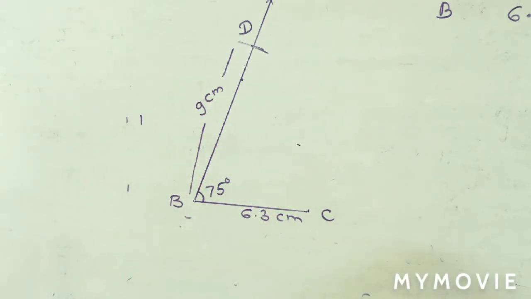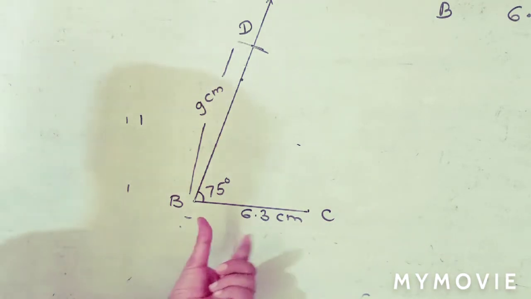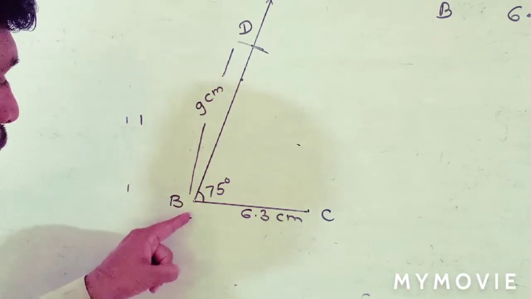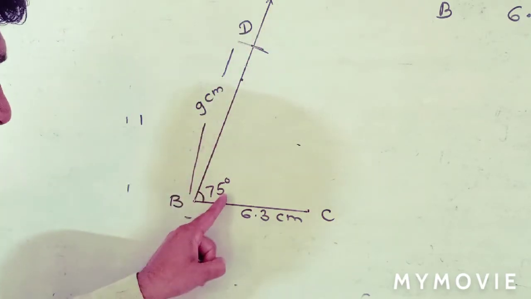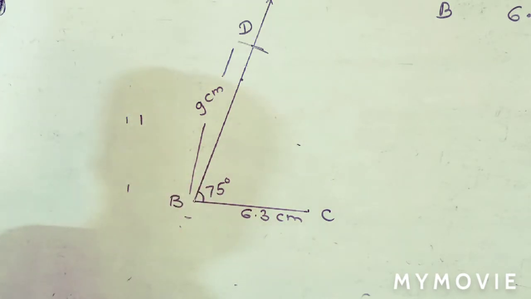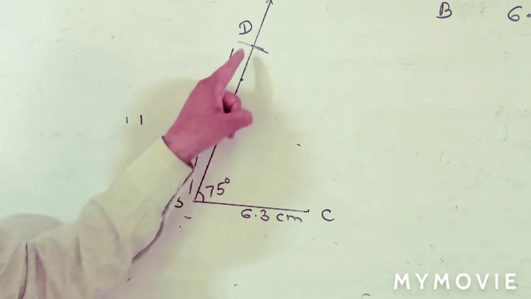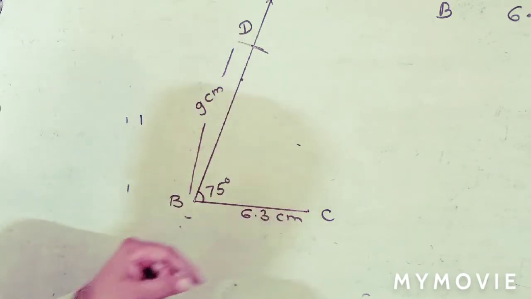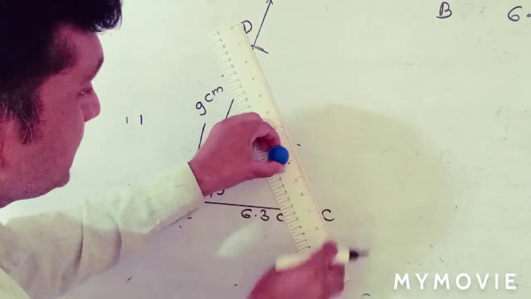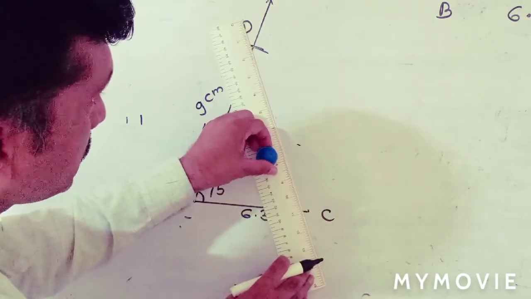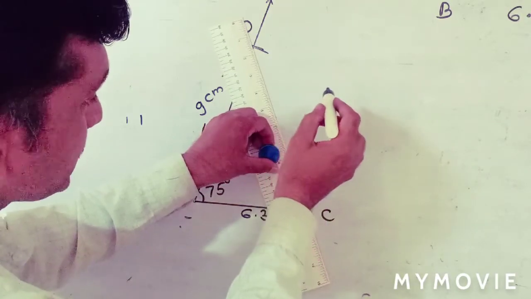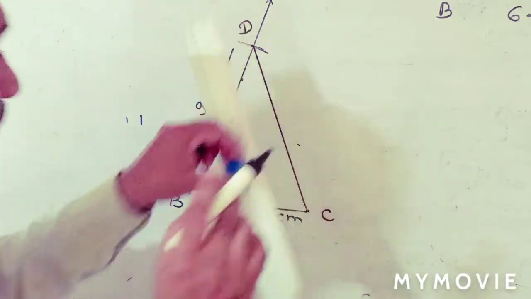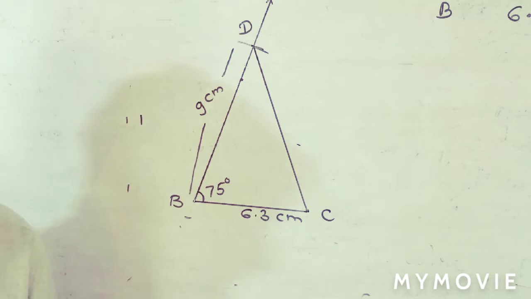Next step. Now here again I explain. First we drew BC 6.3, then using the protractor we drew a ray of 75 degree. After that, in the compass we took 9 centimeter distance, and from B we drew an arc of 9 centimeter. Now we have the point D and point C. Then join DC. Segment DC is joined. The next step is very important.